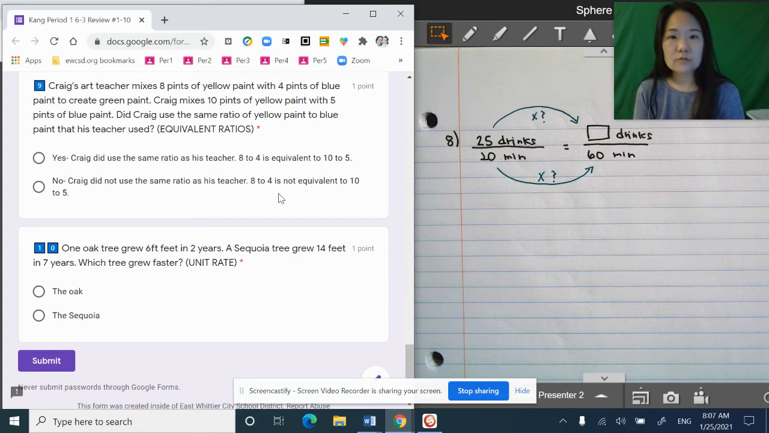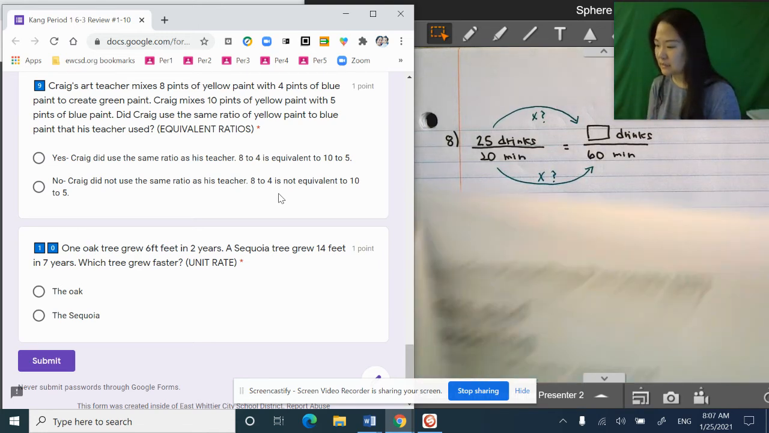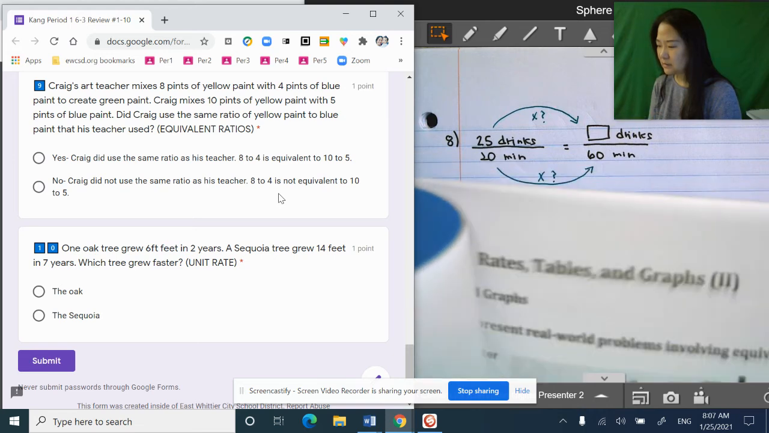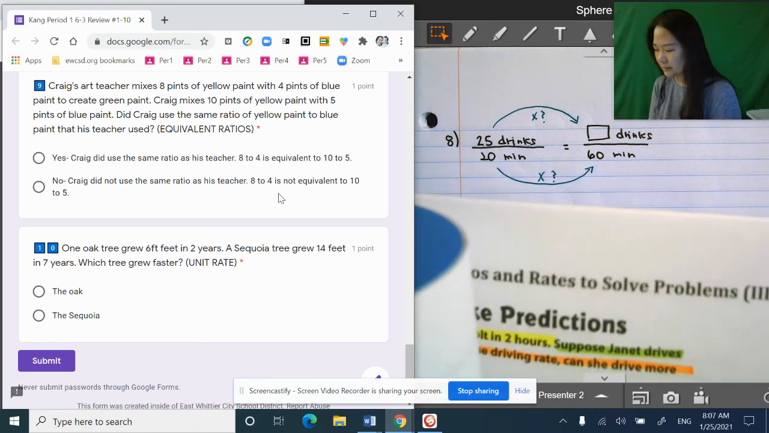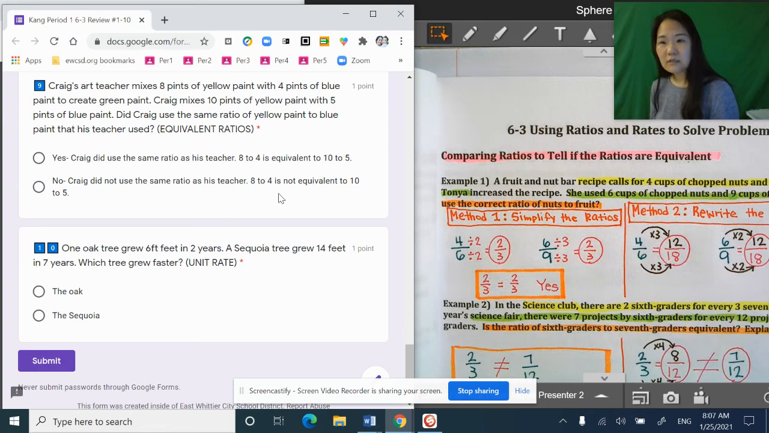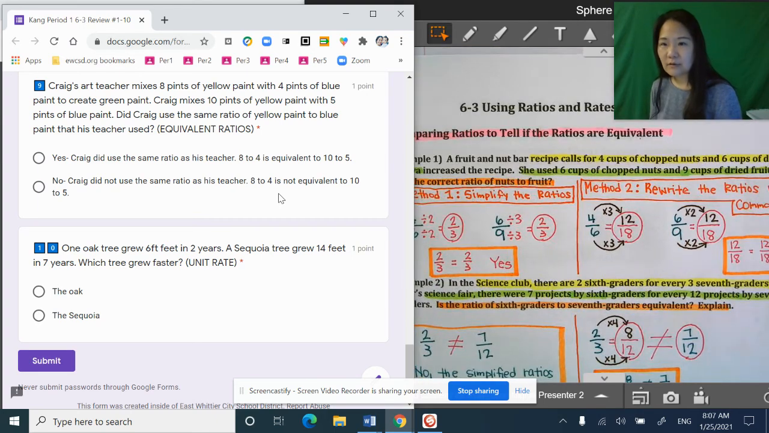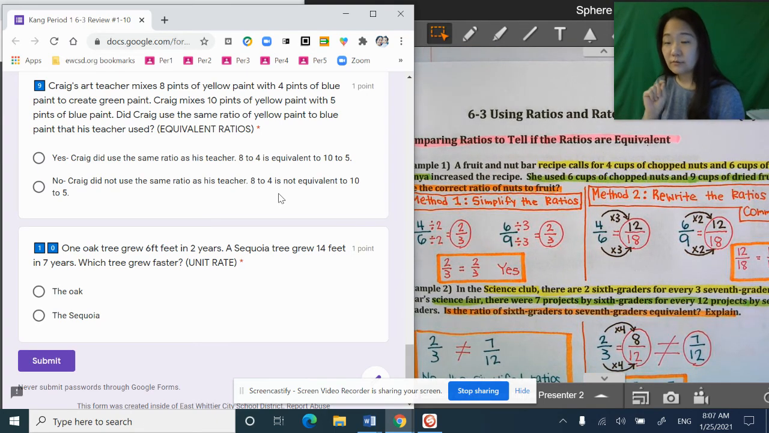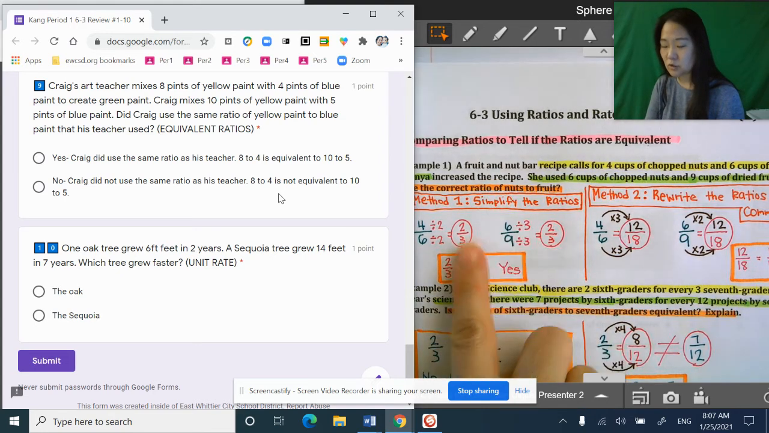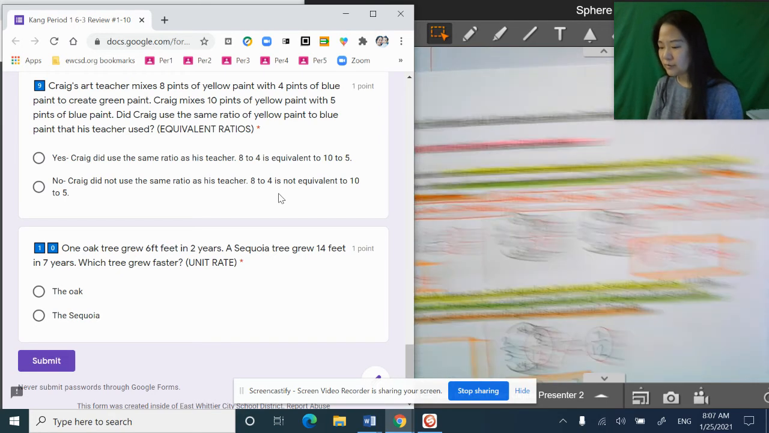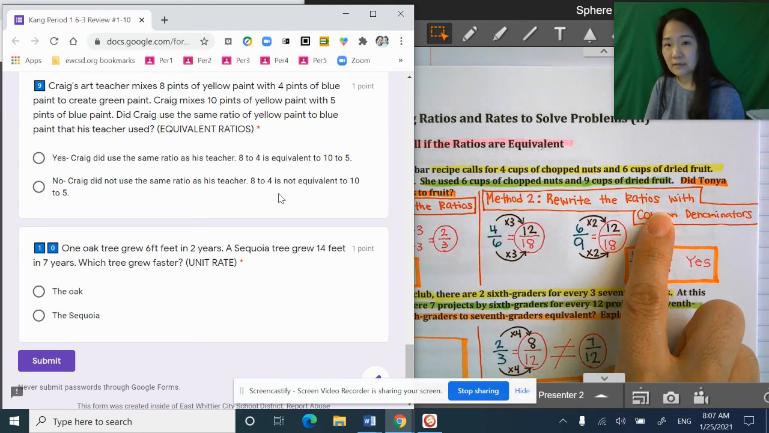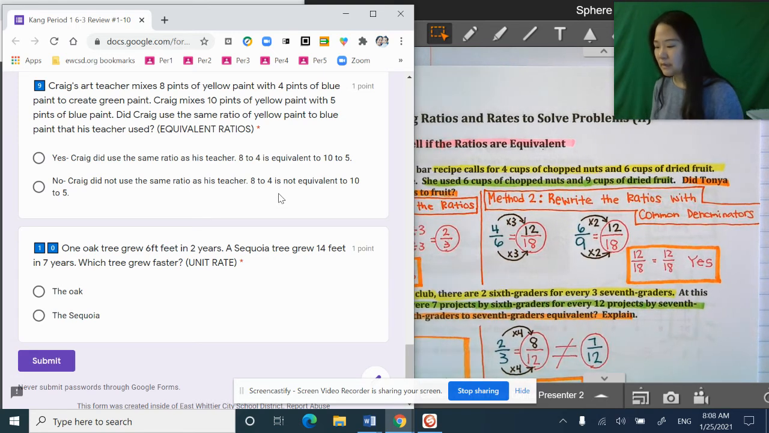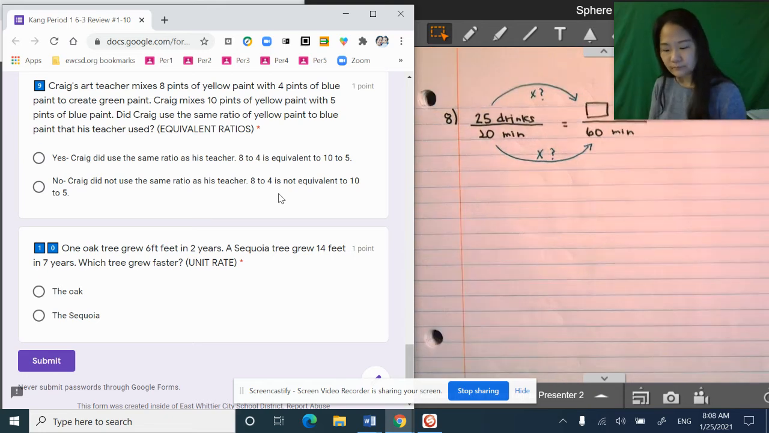So there are 2 ways to see if the ratios are equivalent or not. If you take a look at page 10 or 11, we talked about the 2 different ways you can find if the ratios are equivalent. One of them is to simplify the ratios. The second way is to rewrite the ratios with a common denominator. This is the method that they want you to use: equivalent ratios, ratios with common denominators. So, number 9.